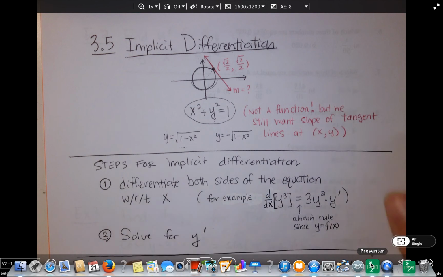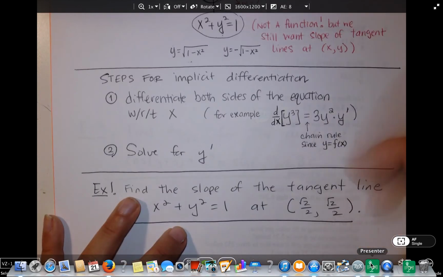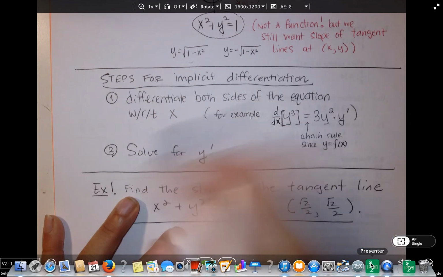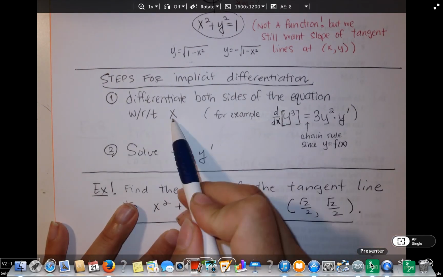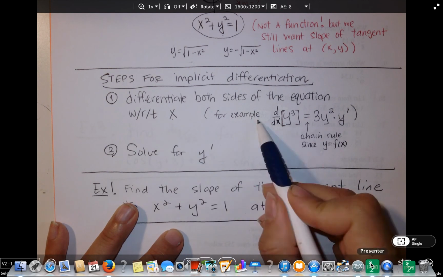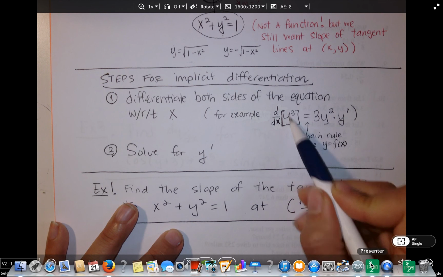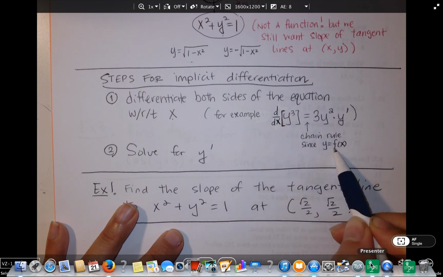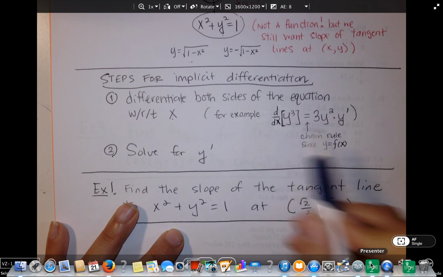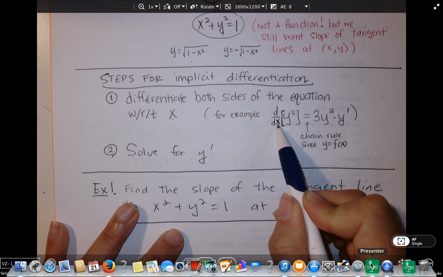So here are the steps for implicit differentiation. The first thing we're going to do is differentiate both sides of the equation with respect to x. The key thing that you have to remember is that if you're differentiating an expression with y, you have to remember that y is a function of x. So if I'm differentiating with respect to x, I need to use the chain rule.